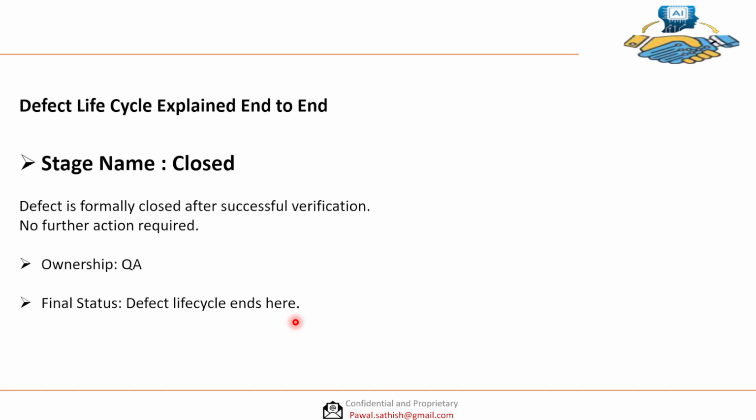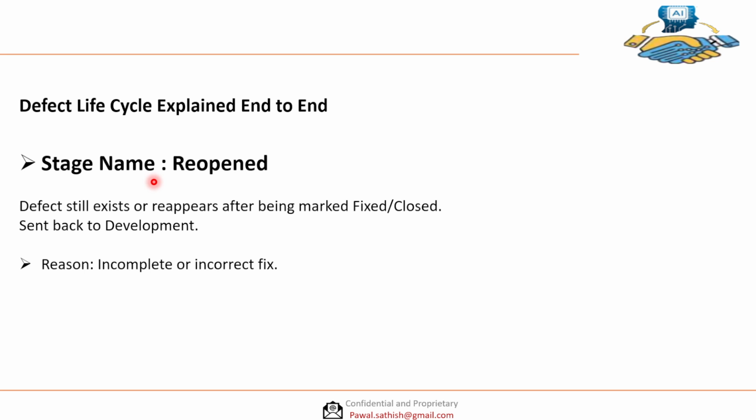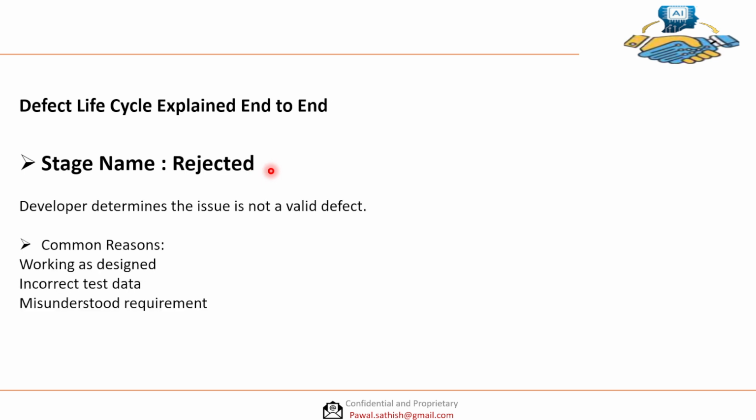Other than that, if a defect is not fixed, then as a QA we need to reopen it. The defect still exists or reappears after being marked fixed. Then we need to send it back to the development team. It may be an incorrect or incomplete fix, or that particular fix is not available in the current build, so we'll reopen it and assign it back to the development team.